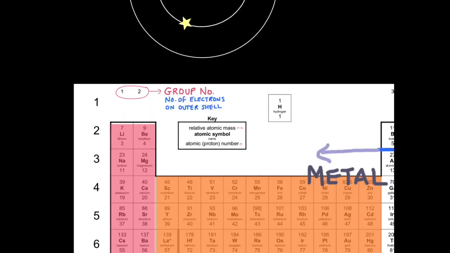Now that might be a weird thing to point out. Why is that even important? Well, pretty much all chemical reactions depend on this. The number of electrons in the outer shell is incredibly important, and it tells you how reactive an element is.